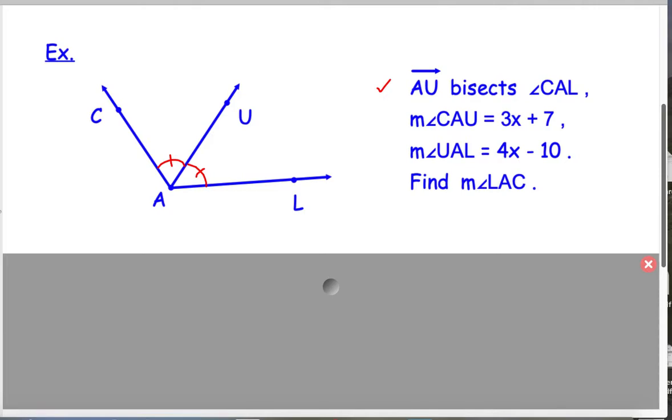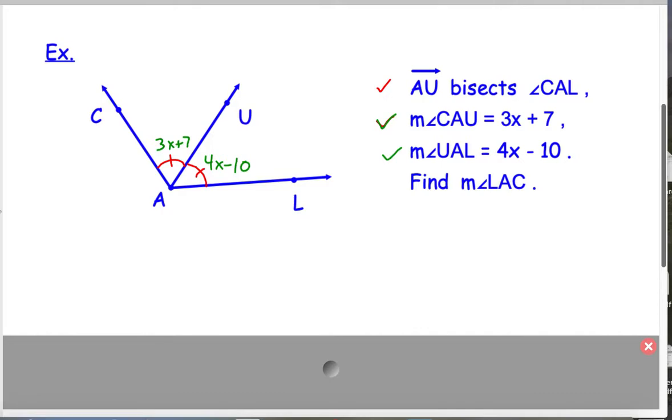The measure of angle CAU, so where's C to A to U? That's this one here, 3x plus 7. And then the measure of angle UAL is 4x minus 10. So that's this one here. Find the measure of angle LAC. That's the entire thing.